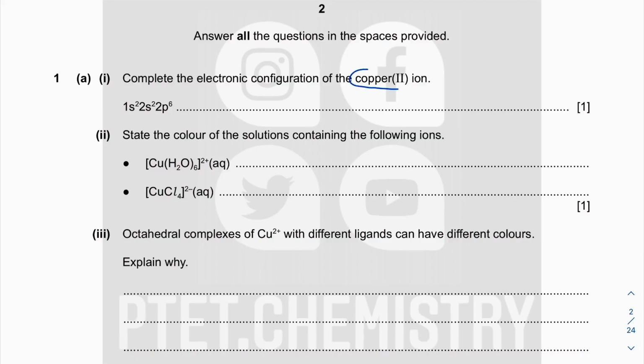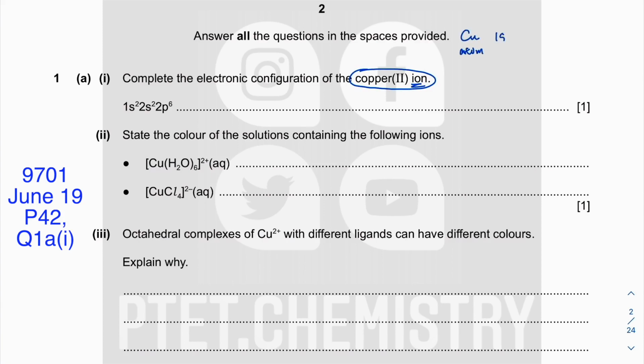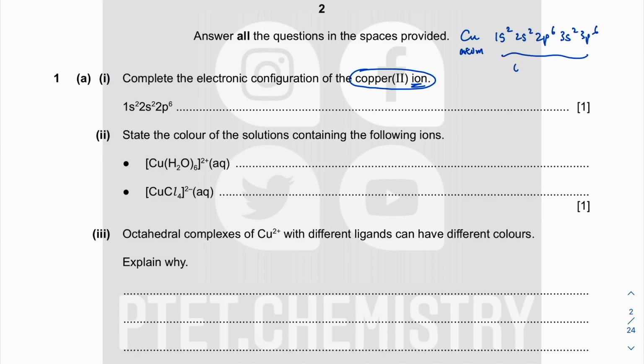To start with, they want the electronic configuration of copper 2 ions. So it's important that we start from the copper atom. If you have the copper atom, you have 1s2, 2s2, 2p6, 3s2, 3p6. That is essentially the configuration of argon. Then straight after argon, you move on to period 4, which is 4s2. Then you fill in potassium and calcium, and then you start filling in the d orbitals. This will give you 3d9.